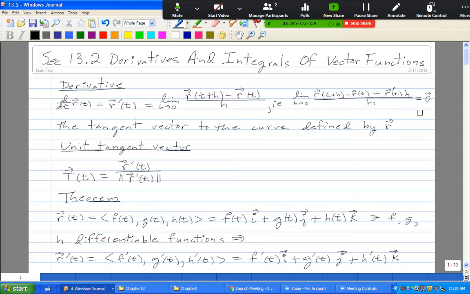The tangent vector to the curve is defined by the slope of the tangent line. So the unit tangent vector, denoted by capital T, is just r prime divided by the norm of r prime.